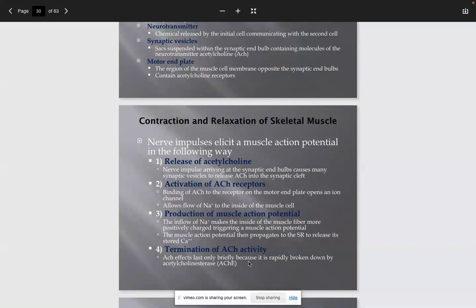So just to go through this again, you're going to have the release of acetylcholine. Acetylcholine is going to bind to the acetylcholine receptor. From there, this is going to generate a muscle action potential. And the muscle action potential is then terminated by acetylcholinesterase.